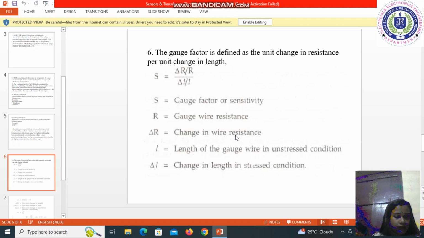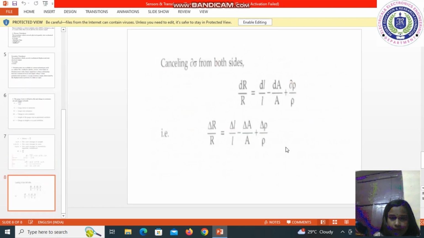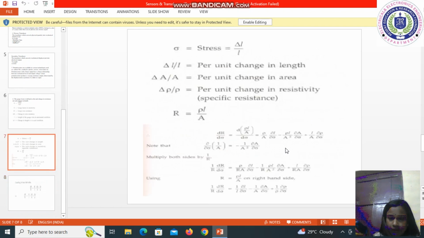Now dR by d sigma is equal to d of (rho L by A) divided by d sigma, that is rho L into dA by A squared, and so on, which gives 1 by (R A) into rho into del rho by del sigma.